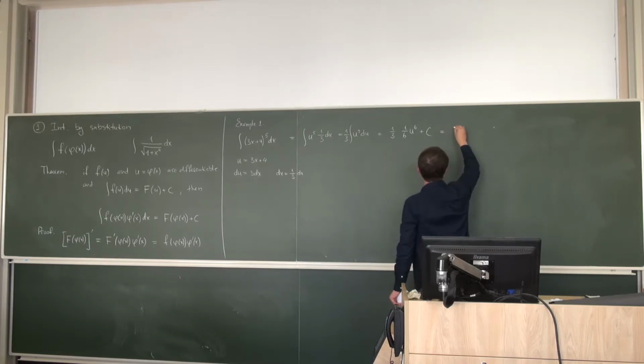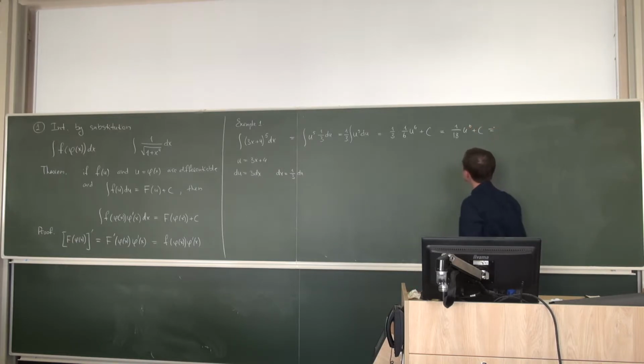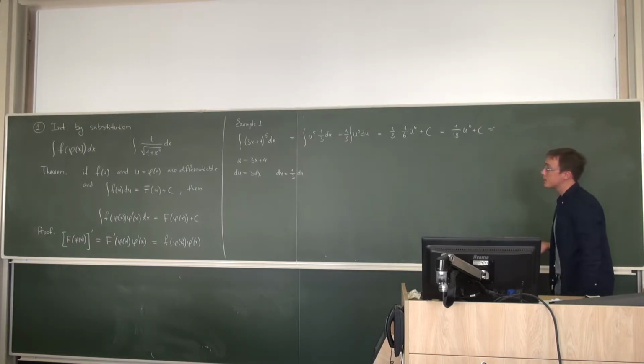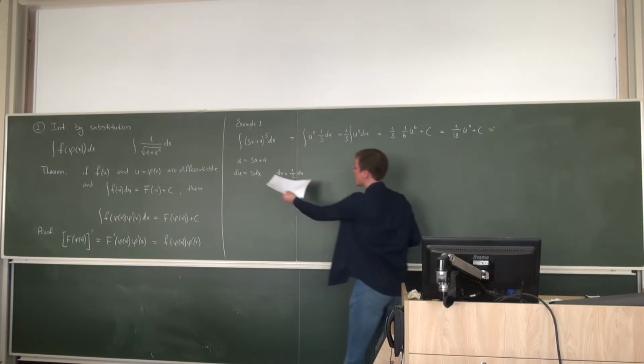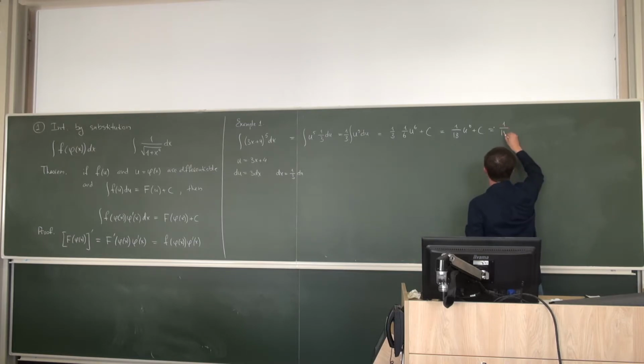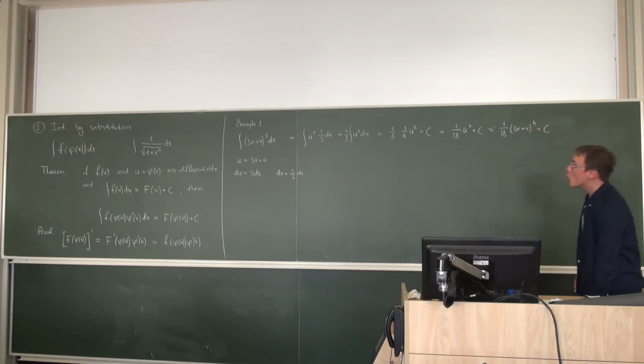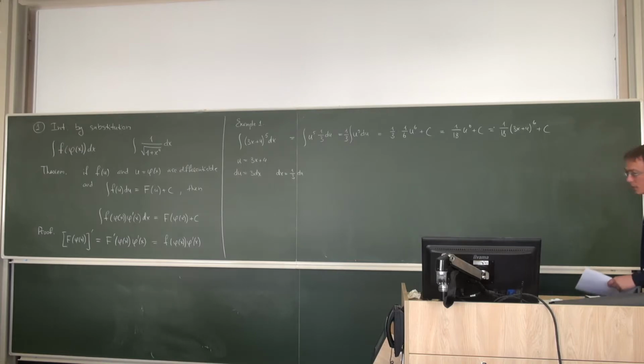So 1/18 u to the 6th plus a constant. And the last thing we need to do is to reverse the substitution. We put the original function there. 1/18 3x plus 4 to the power 6 plus constant. So we did 2 things here.